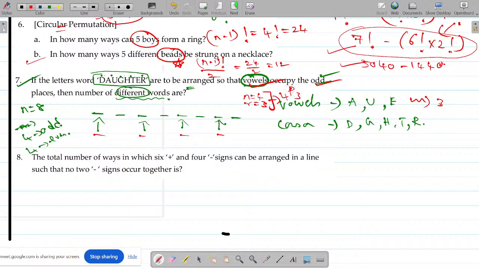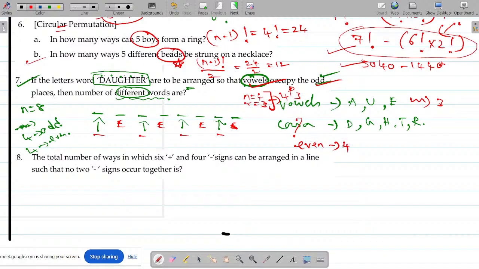Hope it is okay. There is no mention given about where the consonants should be placed, which means in the remaining places, we can fix the consonants. It's not mentioned that consonants should be in even places, right? They only mention that vowels should be in odd places. No mention is given about the consonants, so what are the places remaining? This is the even place, this is the even place, this is the even place, this is the even place. So how many even places do we have?